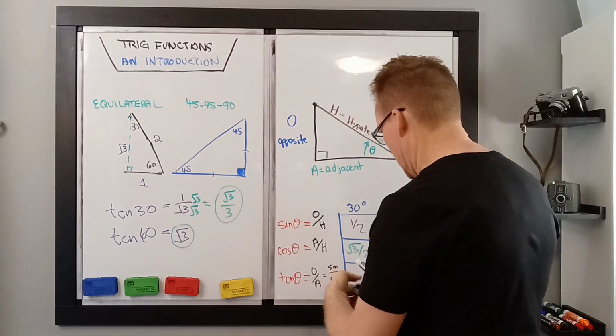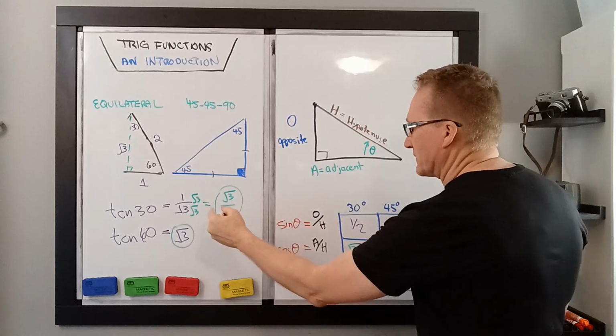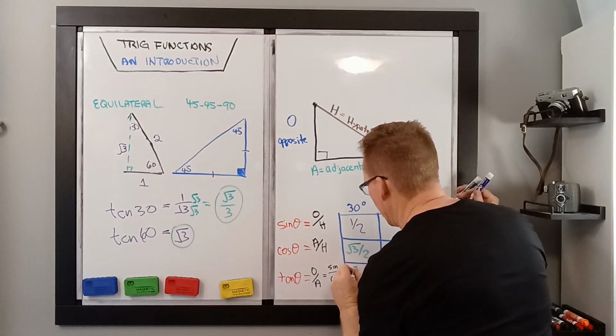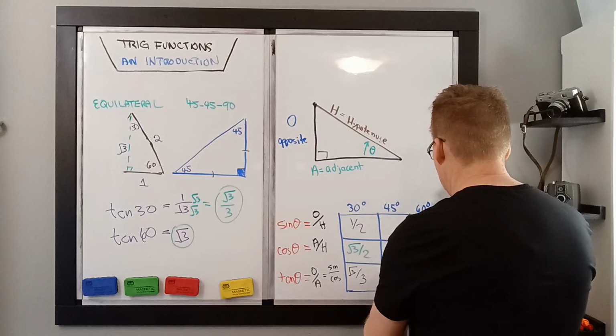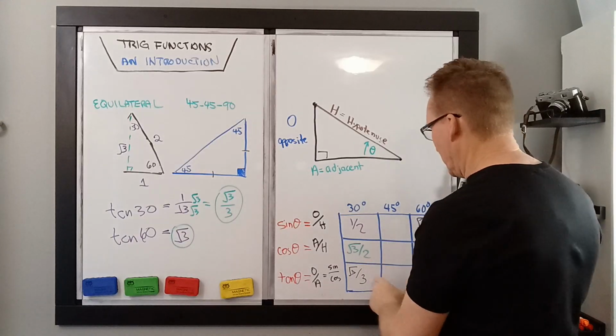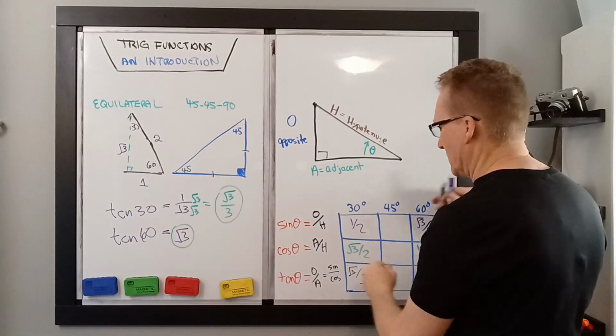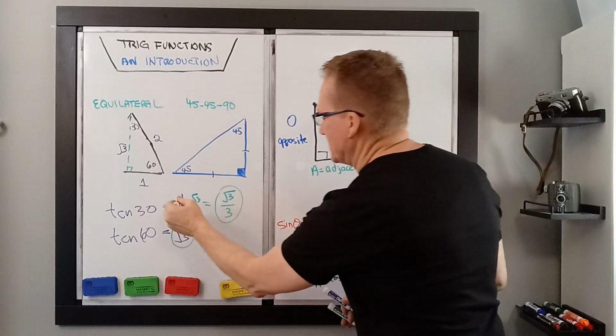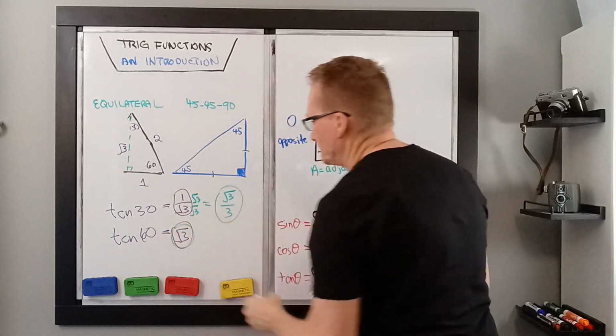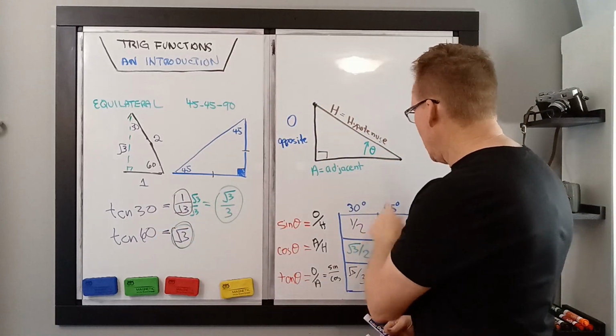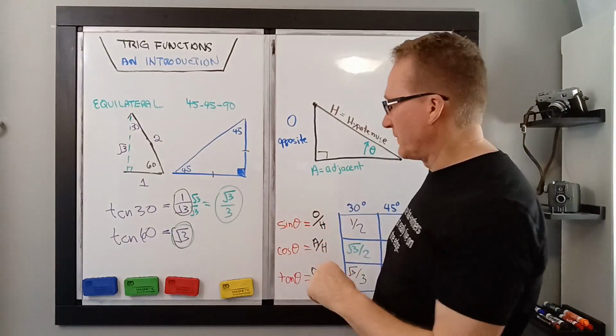And I'm going to write those in here as well. The tangent of 30, root 3 over 3. And this one is just root 3. I don't know if you can see that or not, but those are flips of each other. They're the upside down of each other. We can see that easier here. All right, we've done 30 and 60. Let's quickly do the 45 as well.